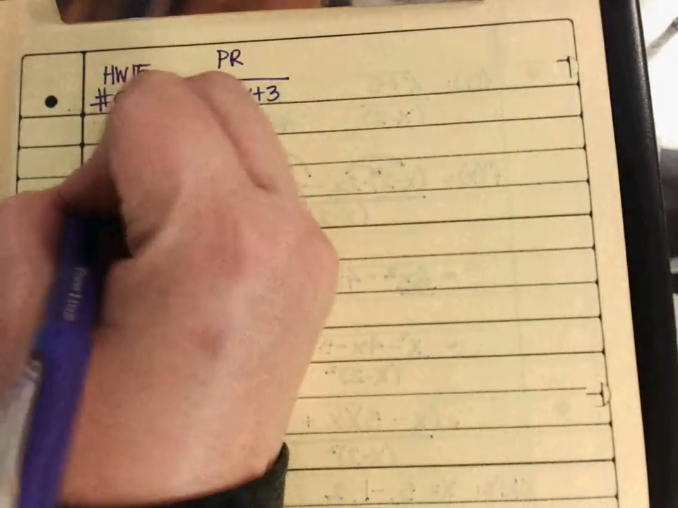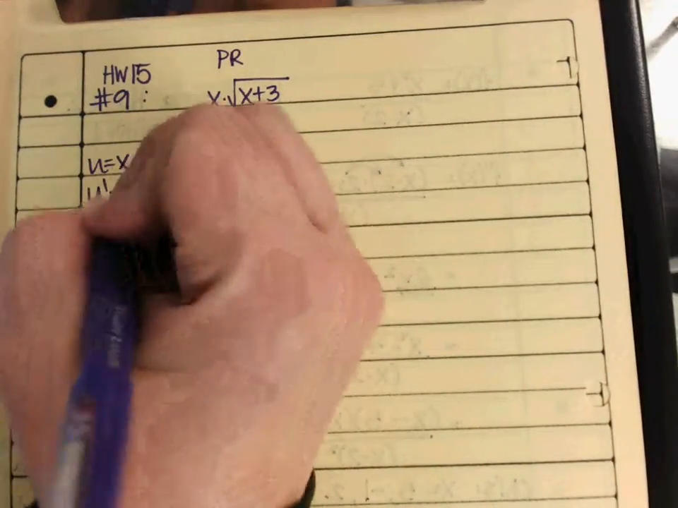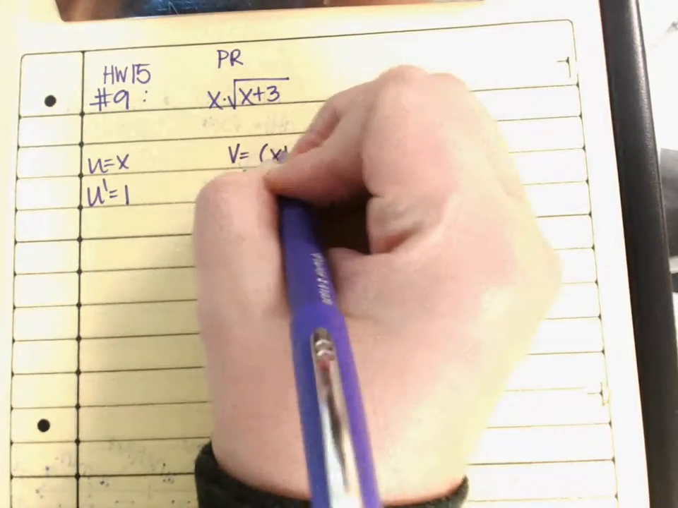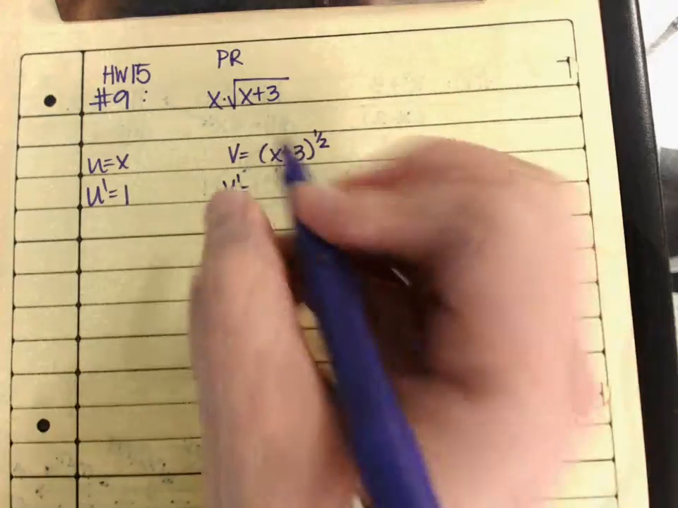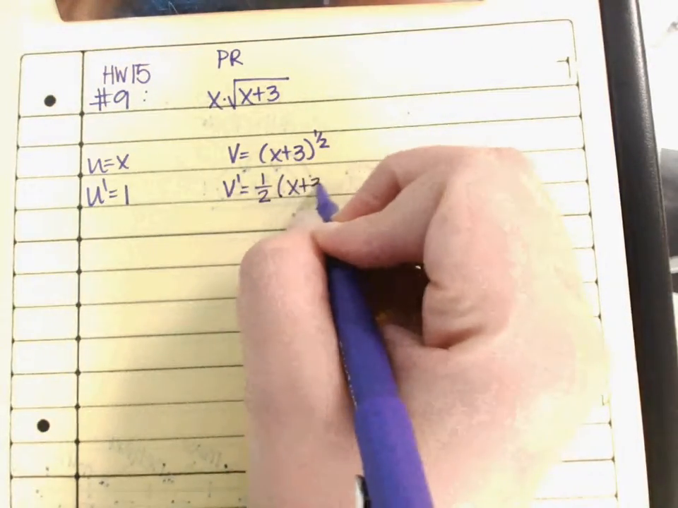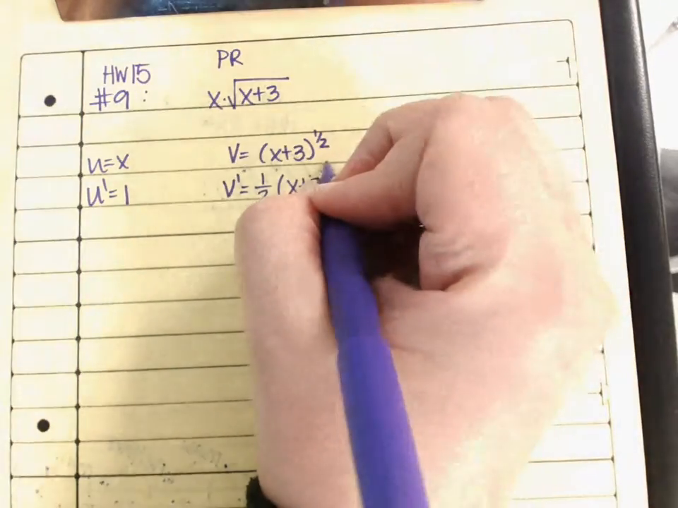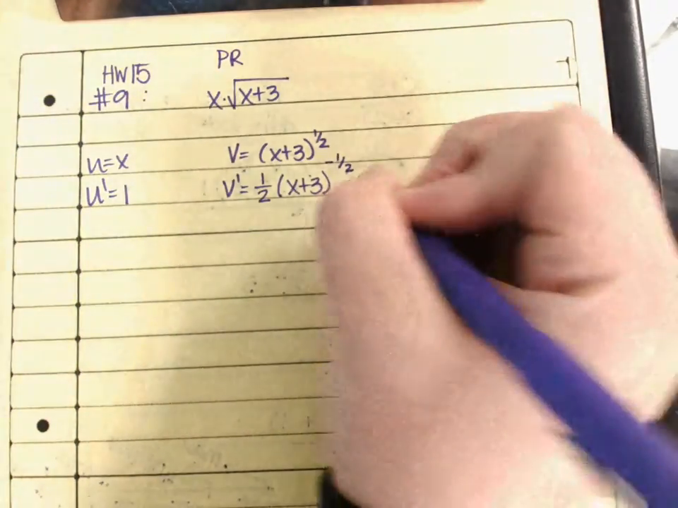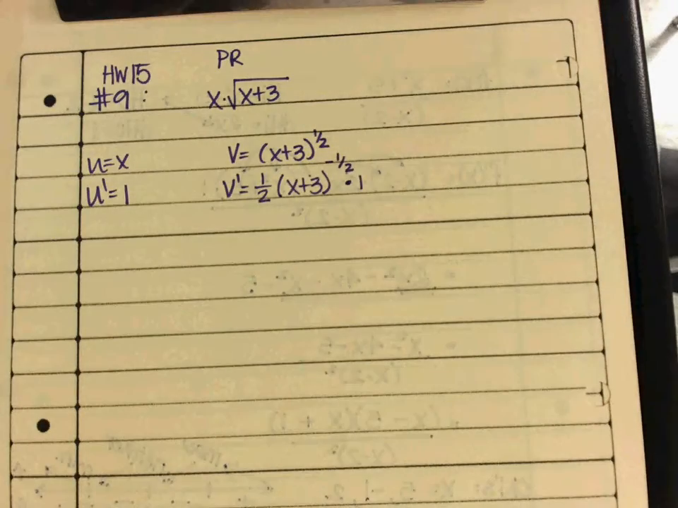Your u should have been x, which means u prime is what? Your v should have been x plus 3 to the 1 half, which means your v prime is what? 1 half x plus 3 to the negative 1 half times 1. Good. Now, the 1 ends up not really mattering, but it is still there.